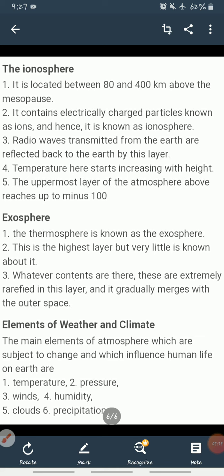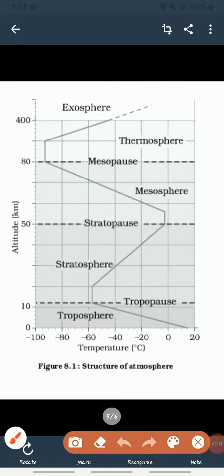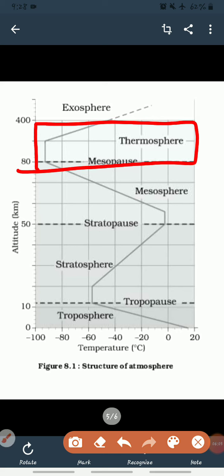Next is the exosphere, and the thermosphere is also known as the exosphere. This is the highest layer, but very little is known about it. Whatever contents are there are extremely rarefied in this layer, and it gradually merges with the outer space. Now you can see here, this part is called the ionosphere, and above 400 kilometers, it is all about the exosphere.